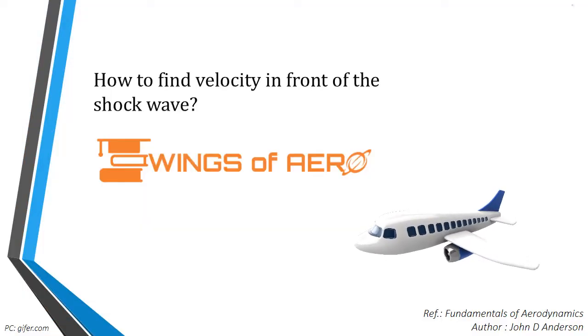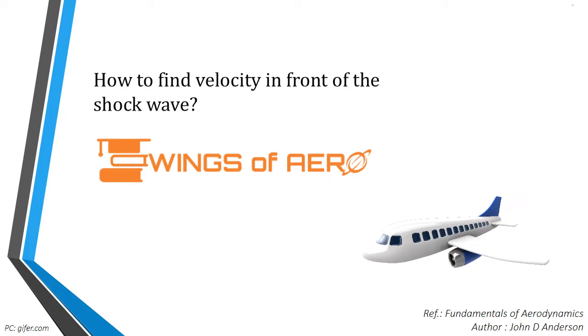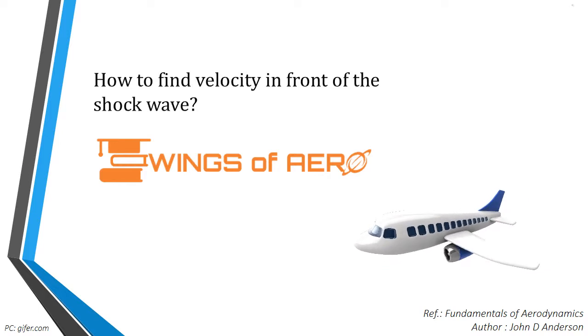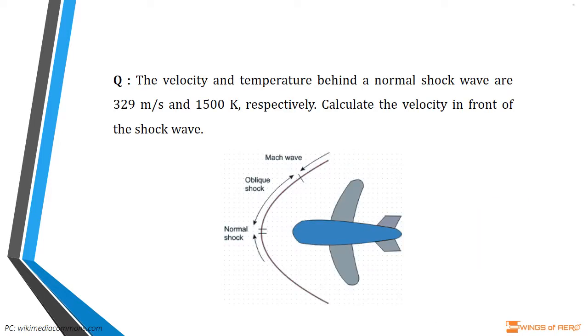Now, we are going to learn about how to find the velocity in front of the shock wave. Consider the velocity and temperature behind a normal shock wave are 329 meter per second and 1500 Kelvin respectively. Calculate the velocity in front of the shock wave.